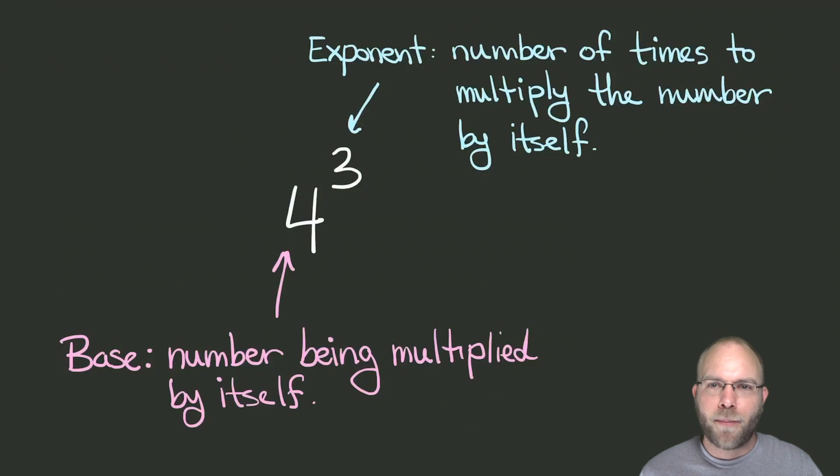As we saw in the example, the number that you're multiplying by itself is called the base. So here the base would be 4. And the number of times that you're multiplying that number by itself is called the exponent. So here that would be the 3.